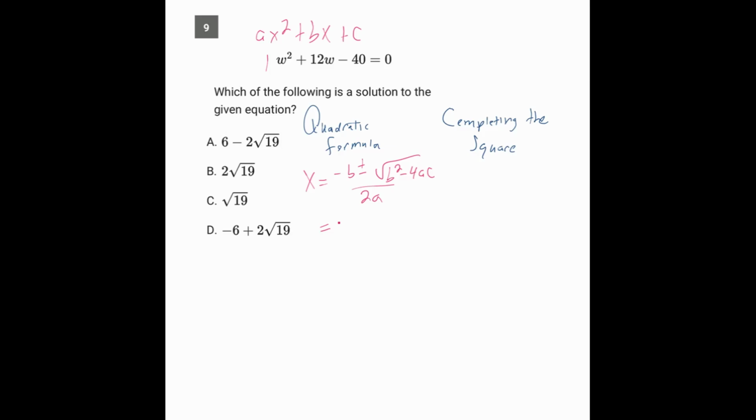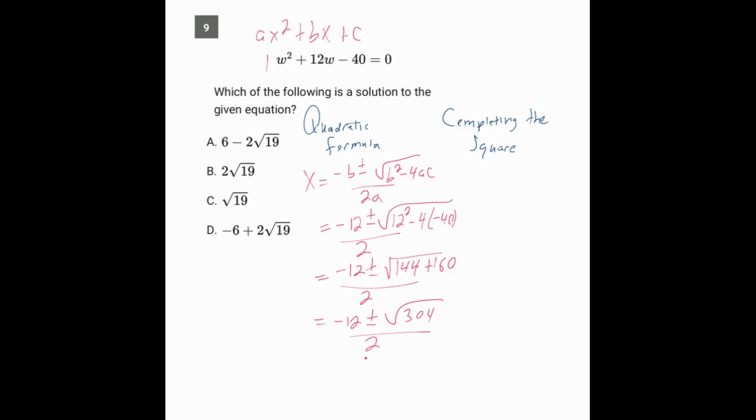So let's follow that. Negative 12 plus and minus square root of 12 squared minus 4 times 1, which I'm not going to write because nothing happens when you multiply by 1, times negative 40, all over 2 times 1. Under the radical, we'll have 12 squared, which is 144. And then negative 4 times negative 40, that's plus 160. So we're getting 304 under the radical.